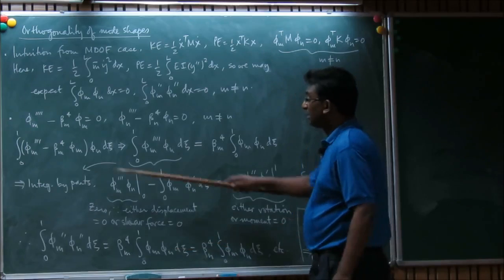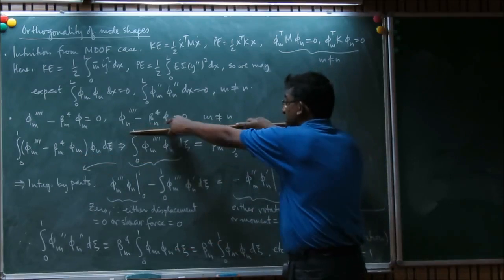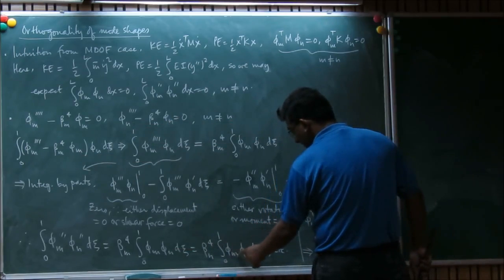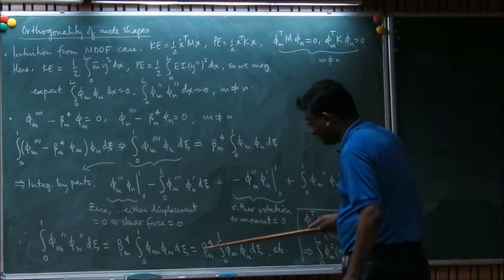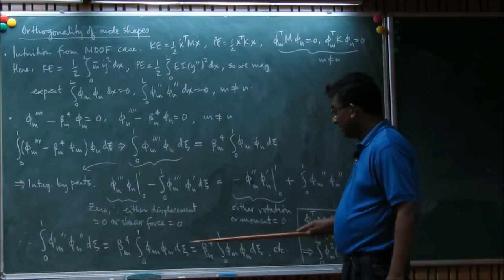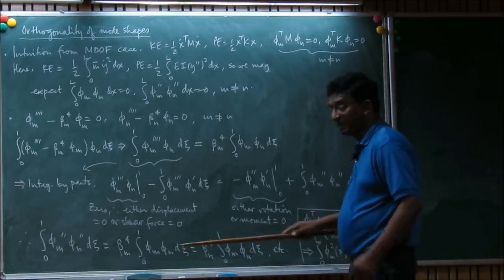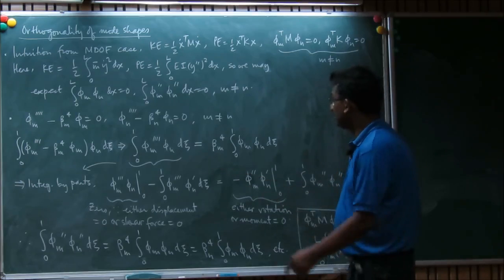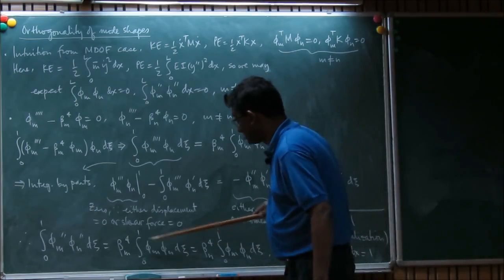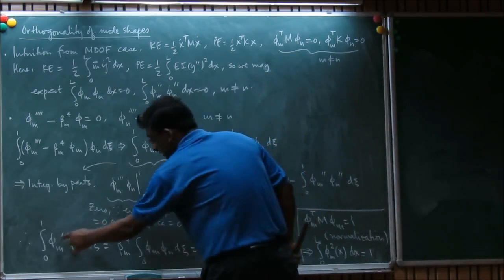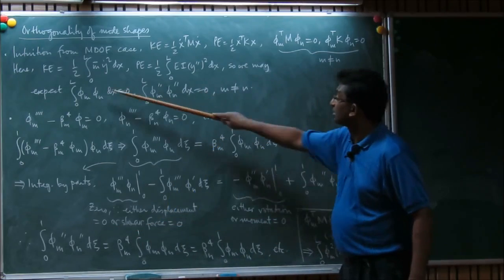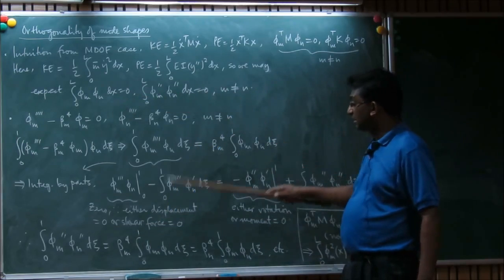But I could have done exactly the same thing with the second equation, and then I would have got beta n to the power 4 phi m phi n. The fact that these two are equal, if beta m is not equal to beta n, means the integral of phi m phi n is 0. If the integral of phi m phi n is 0, then since this is equal to this one here, this integral is also 0. This is what tells us that these two orthogonality conditions that we anticipated are in fact true.